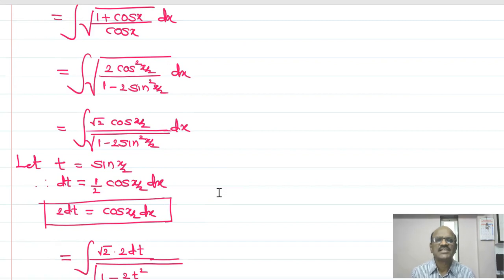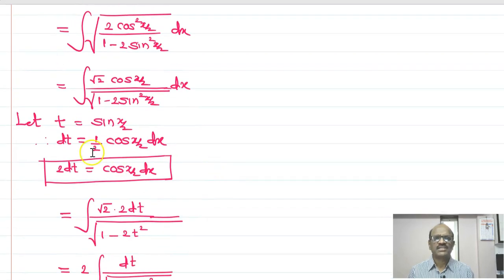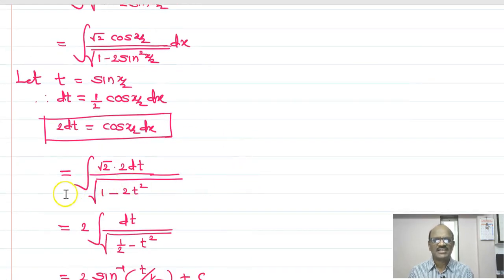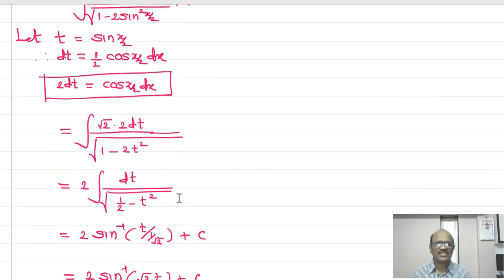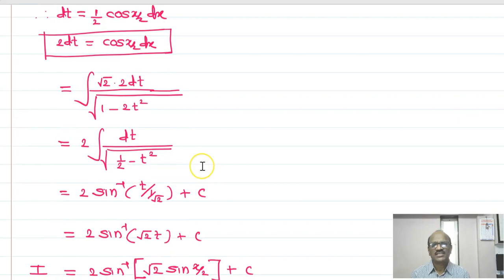Now again this is a substitution type of integral. Put t is equal to sin of x by 2, then dt is equal to 1 upon 2 cos of x by 2 dx, that is 2 dt equals cos of x by 2 dx. That is the integral of root 2 into 2 dt in under root of 1 minus 2 t square. Now take the 2 as common, then you will get root 2 and the denominator root 2 gets cancelled. Therefore, you are getting 2 integral dt upon under root of 1 upon 2 minus t square.